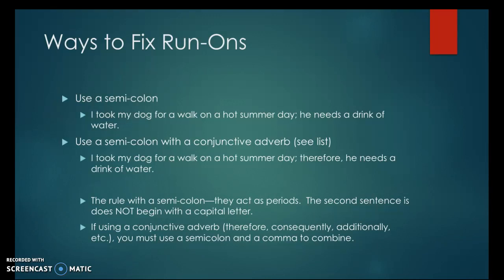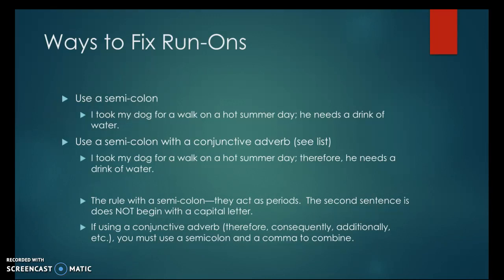There's another way to use a semicolon, and that's with a conjunctive adverb. And again, you'll see a list of these, and so I again encourage you to check out that list of keywords: the subordinating conjunctions, the coordinating conjunctions, and then the conjunctive adverbs. But when you use a conjunctive adverb, you're using a semicolon, but you're also using a comma after.